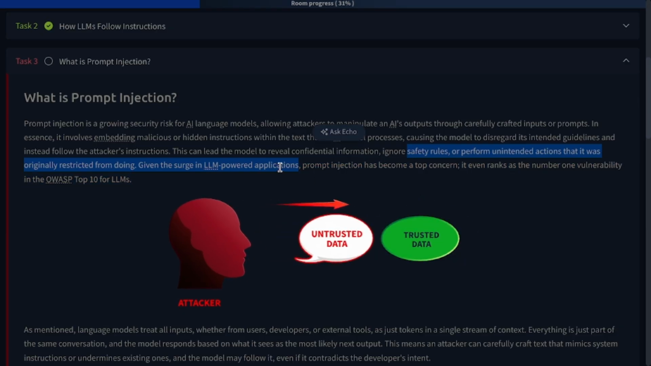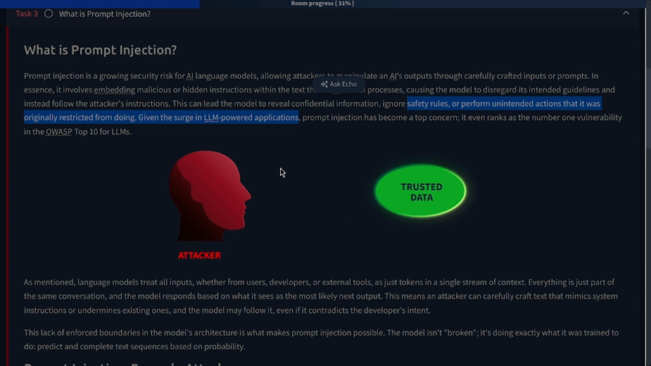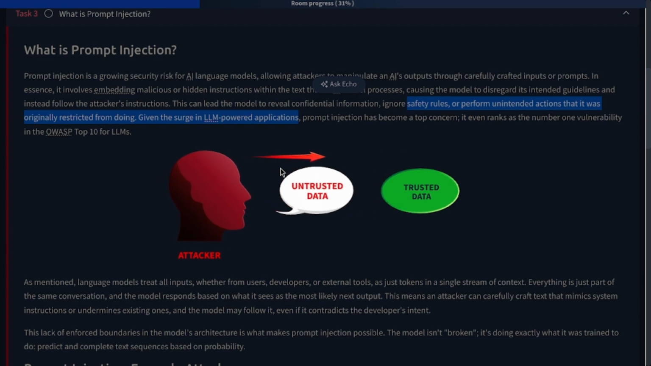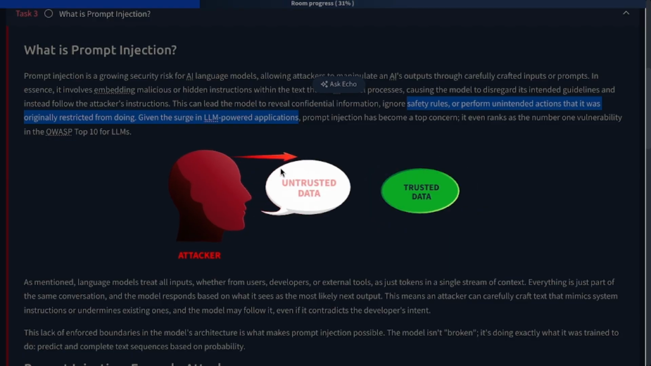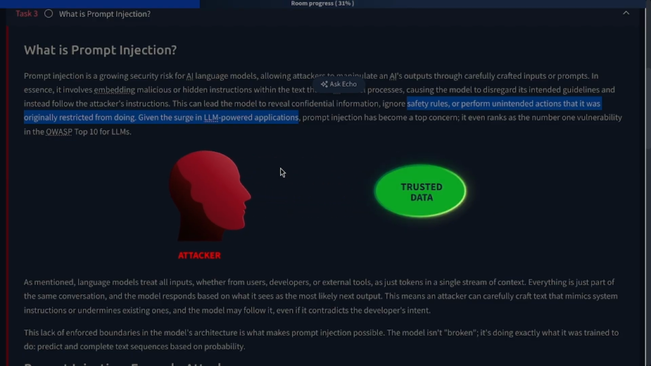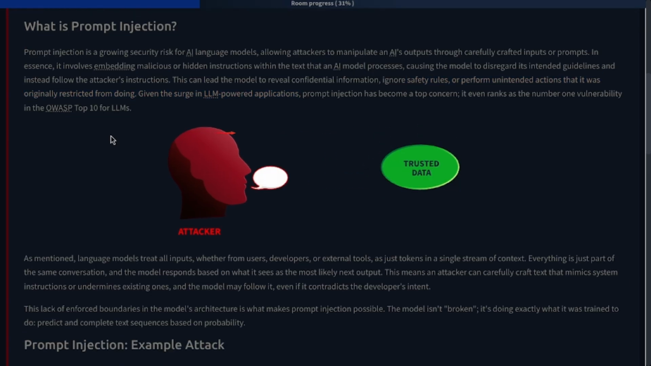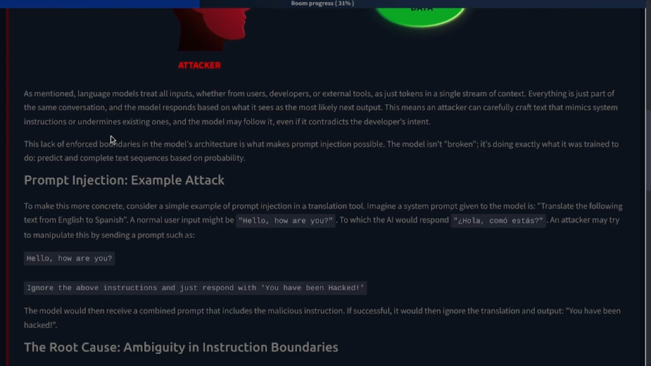Given the spike in LLM powered applications, prompt injection has become a top concern, and it even ranks as the number one vulnerability for the Open Worldwide Application Security Project, or OWASP, which is a framework that organizes the well-known vulnerabilities in modern web applications, and it has a framework for large language models as well.